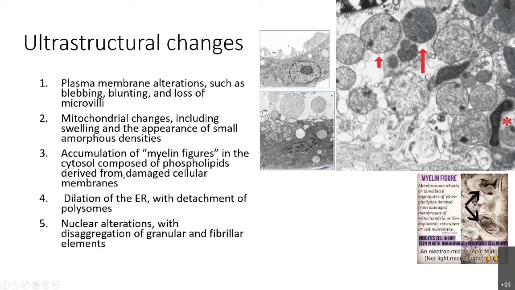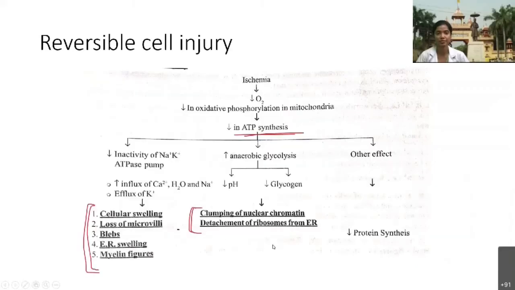And apart from that, we can see accumulation of myelin figures. These are the myelin figures, which are what? These are basically aggregates of damaged phospholipids. These are derived from the damaged plasma membrane. Besides that, we can also see nuclear alteration like disaggregation of granular and fibrillar elements.